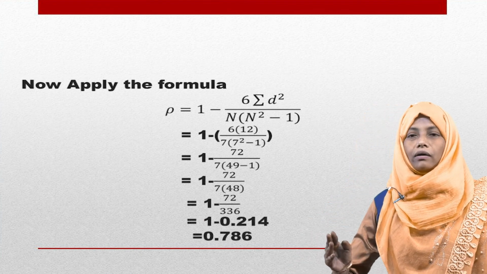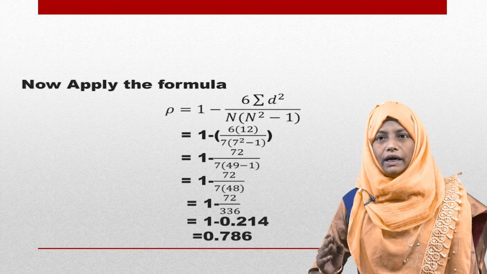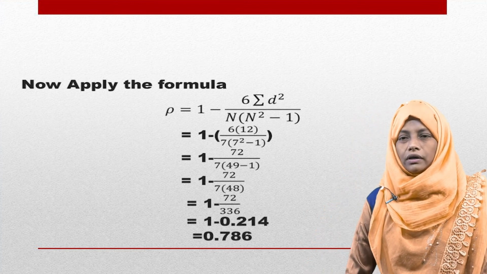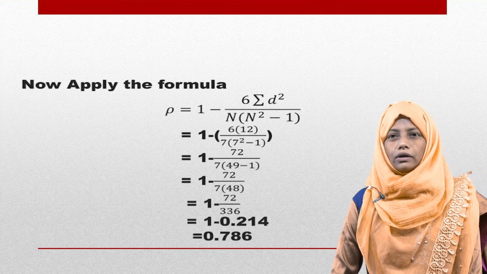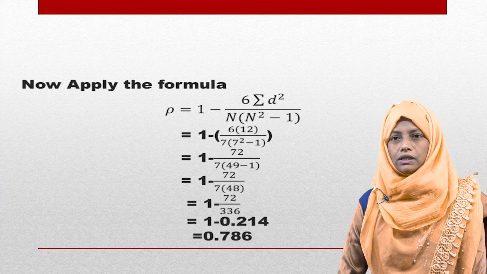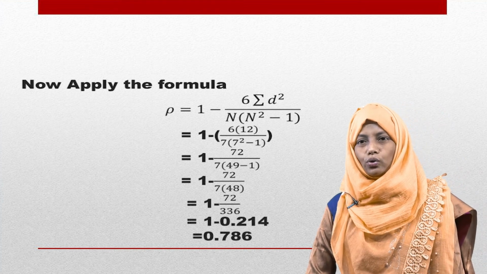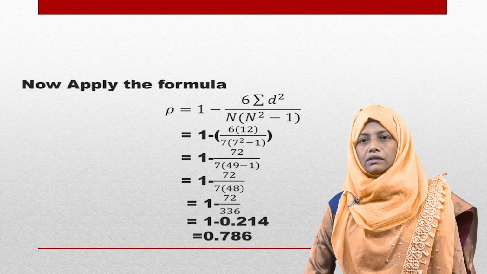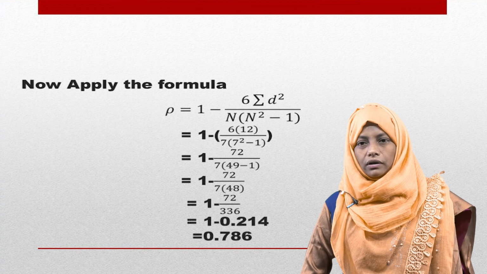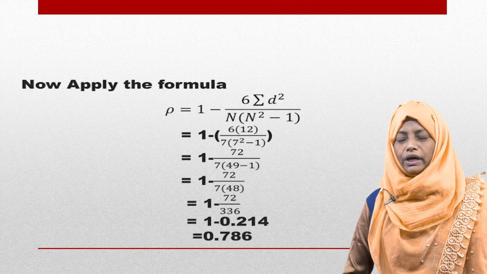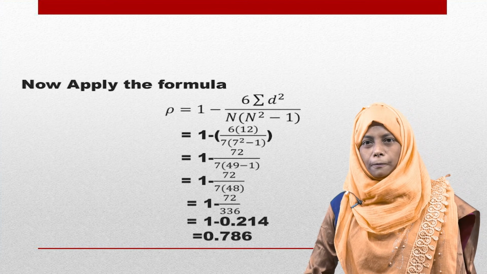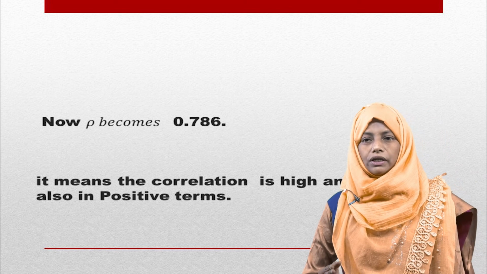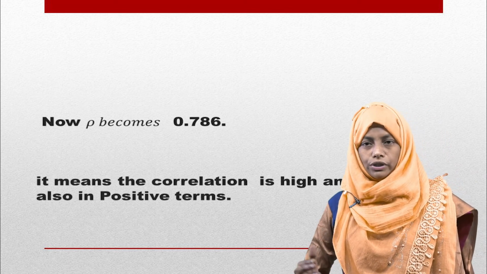Now, apply the formula. Rho equal to 1 minus 6 into summation D square divided by n into n square minus 1. Here the values give 1 minus 6 into 12 divided by 7 into 7 square minus 1, which is equal to 1 minus 72 divided by 7 into 49 minus 1. Finally, the value of rho becomes 0.786. Here the value is positive. It means the correlation is high and also positive.